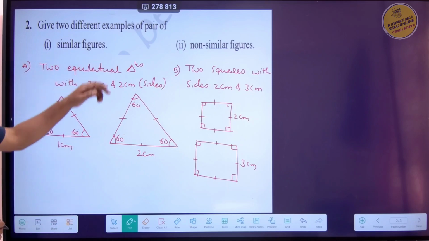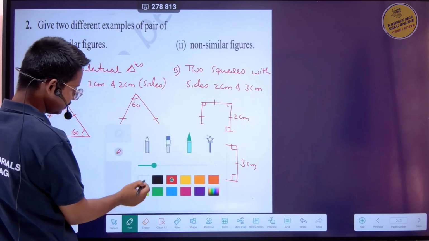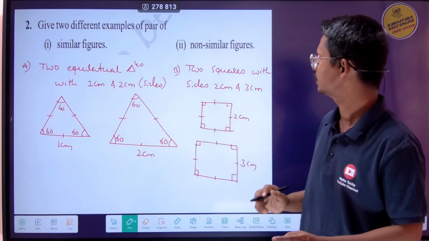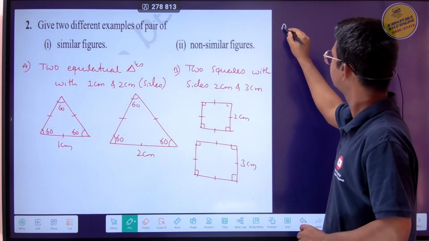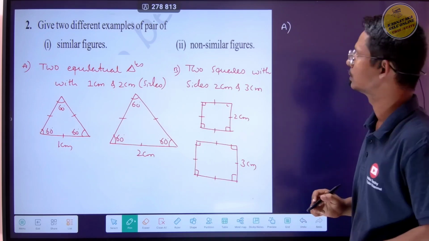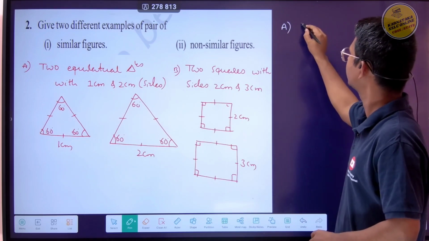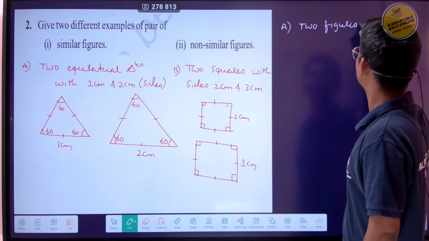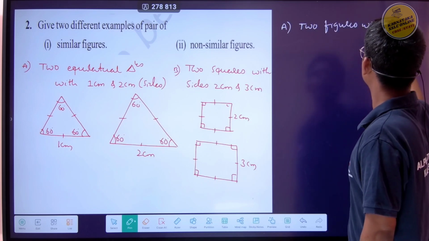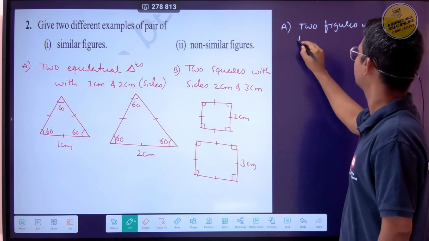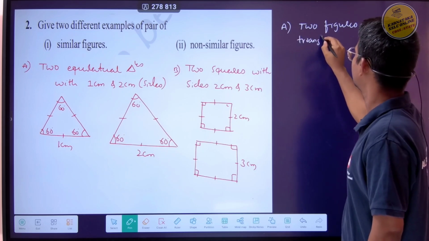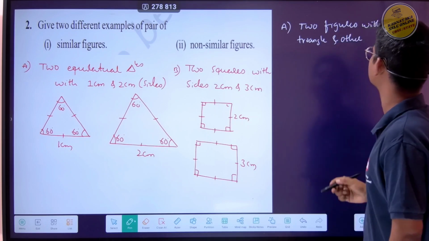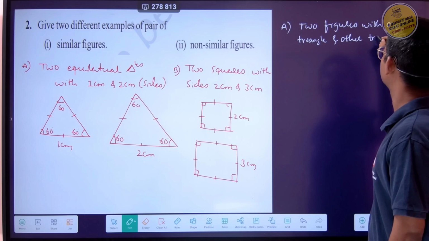Now the second one, non-similar figures. For non-similar figures, you can make use of any different figures. So first I'll use two figures, one a triangle, and for the other you can make use of a trapezium.